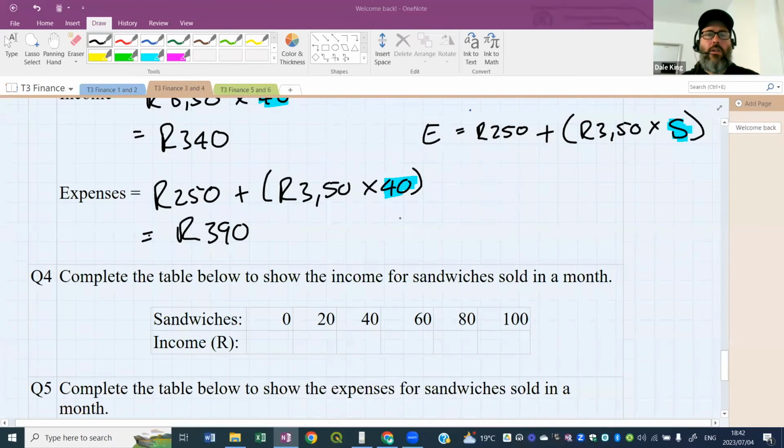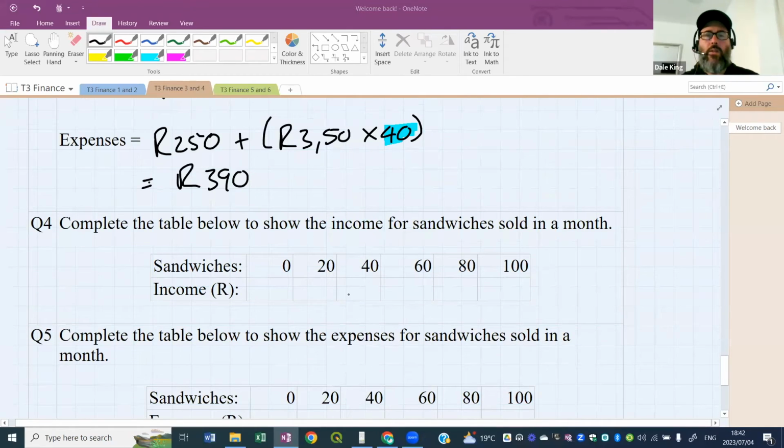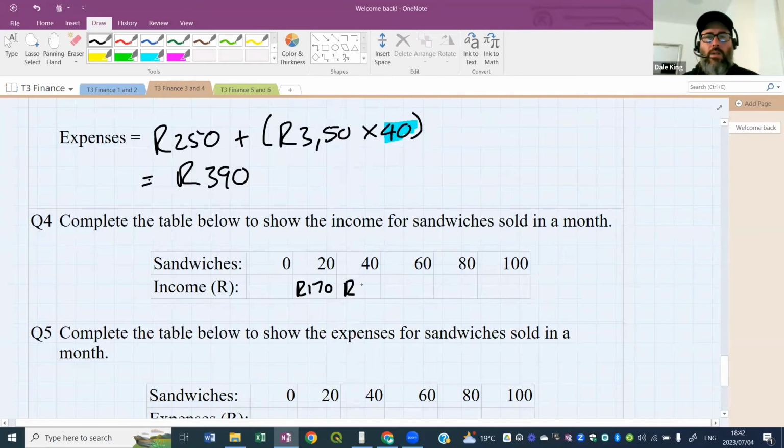Complete the table below to show the income for sandwiches sold in a month. All right, I'm going to put in some values here. I think it was 170 for 20 sandwiches, and it's 340 for 40 sandwiches. All right, who'd like to help me? You should have your calculators there. Who'd like to help me fill in this table?